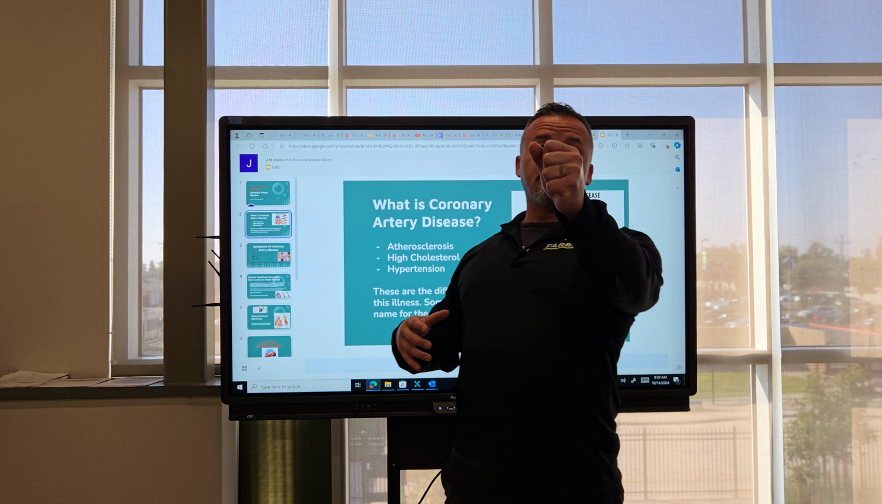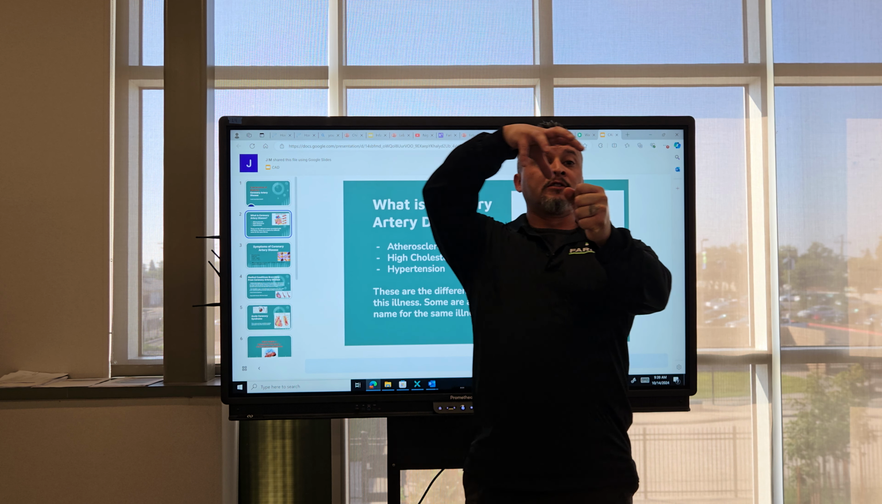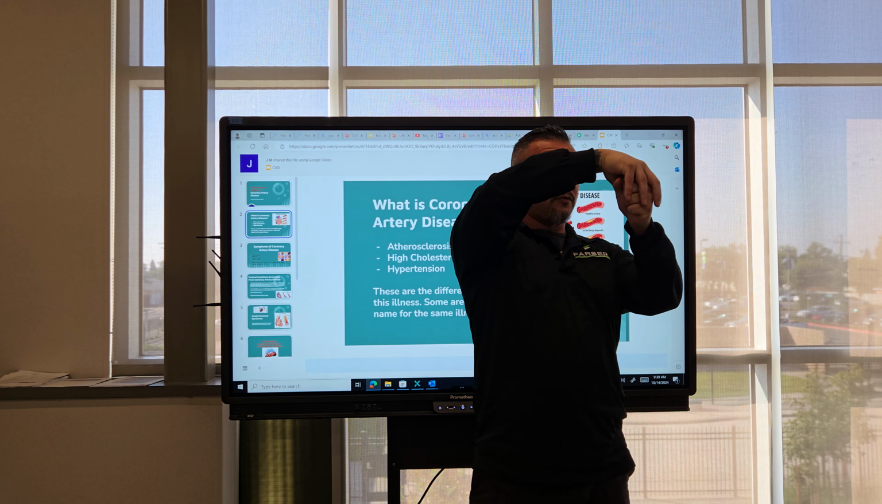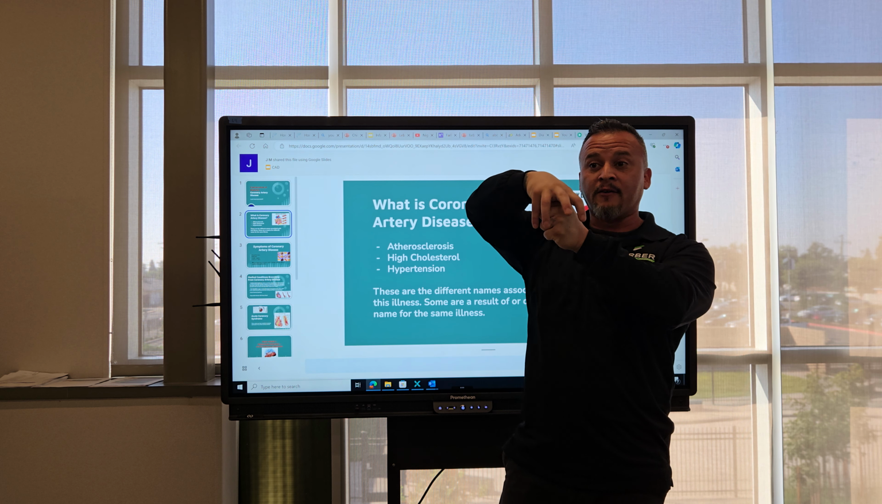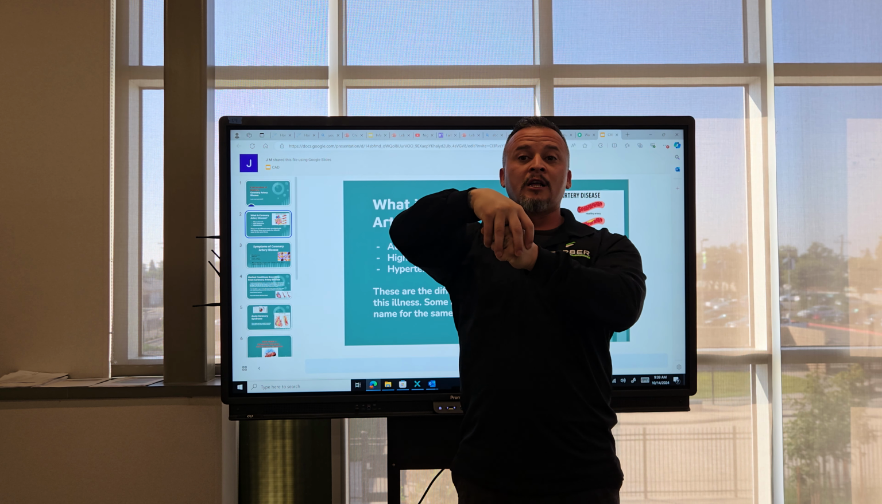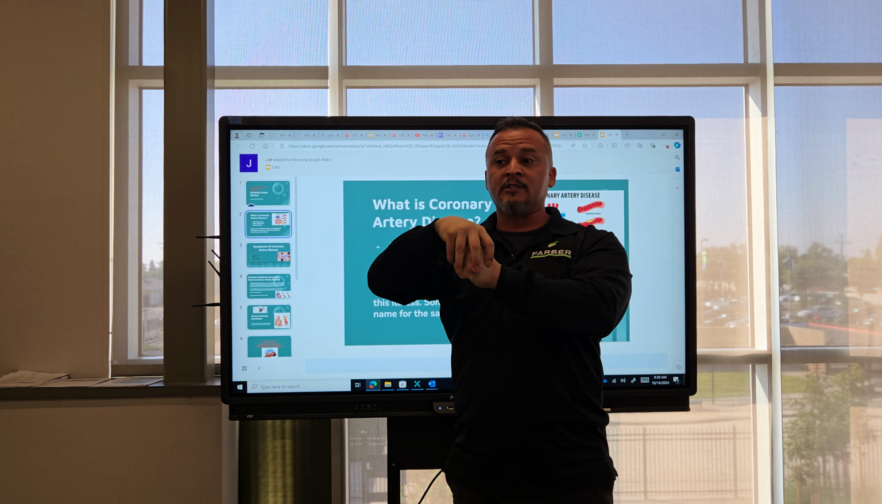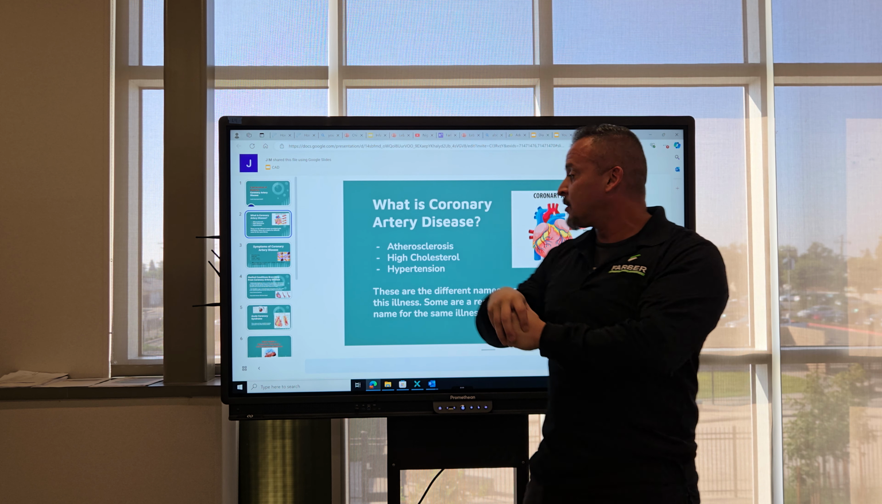All right, so this is your heart. There's vessels that go over your heart like this. These fingers are the vessels that feed the heart itself, right? So blood goes to the heart through these vessels. Well, these vessels have fat inside of them. That is what coronary artery disease is, you having fat inside your vessels.